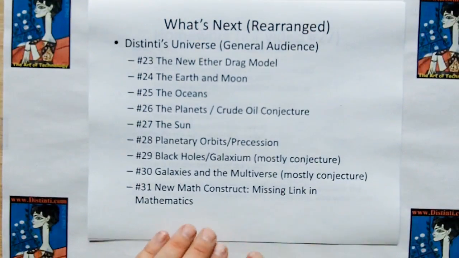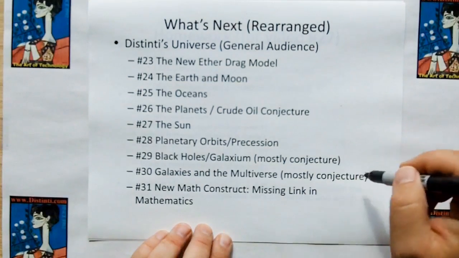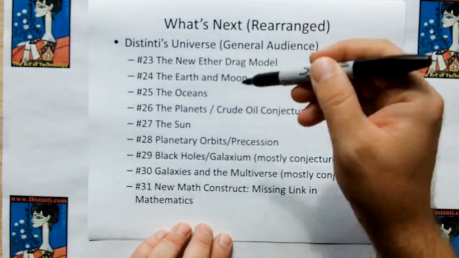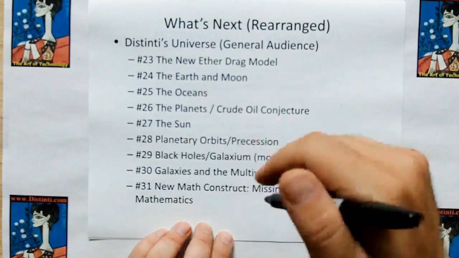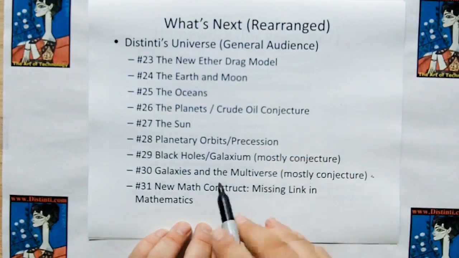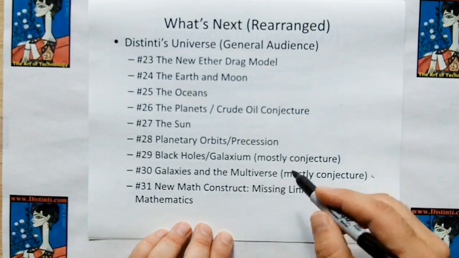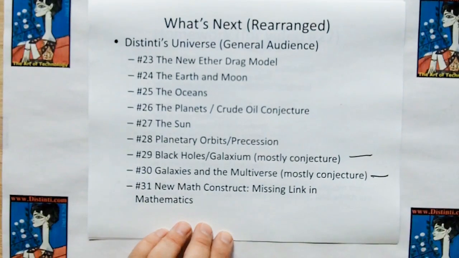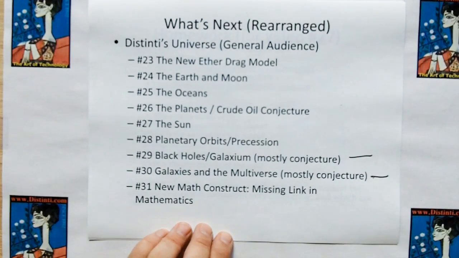I've rearranged the videos. Before, I was going to start out here and go into Earth. I've turned them completely around because I want to start from the Earth and move out to the galaxies, because stuff out here is mostly conjecture. I didn't want to start Distinti's universe on items that were mostly conjecture. I mean, it's conjecture for present science too, because until we actually go to the edge of the universe or go beyond the galaxy, anything we do right now is just a guess based on observations, which are mostly conjecture.